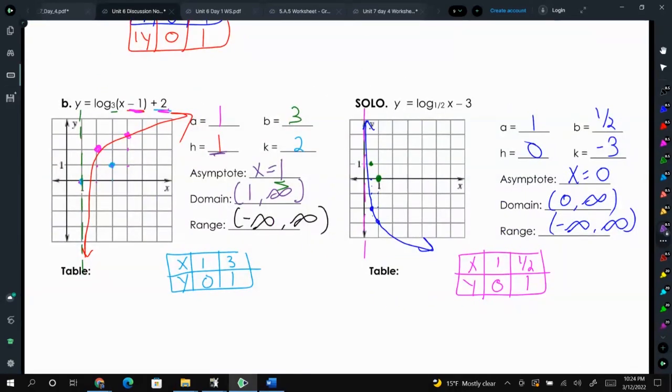So that's why I was saying this A, H, and K stuff is always going to be with us, and they always do the exact same thing in all of these. So the sooner that you understand how A, H, and K go together, the easier all this graphing will become.